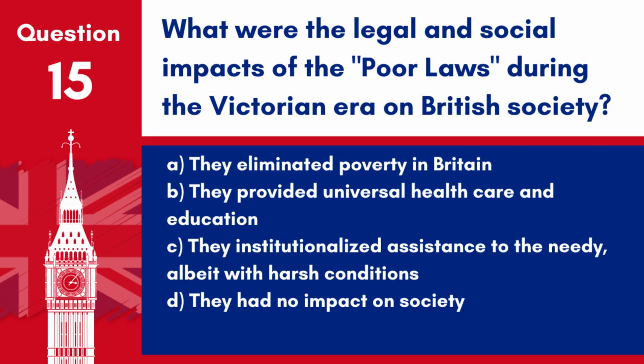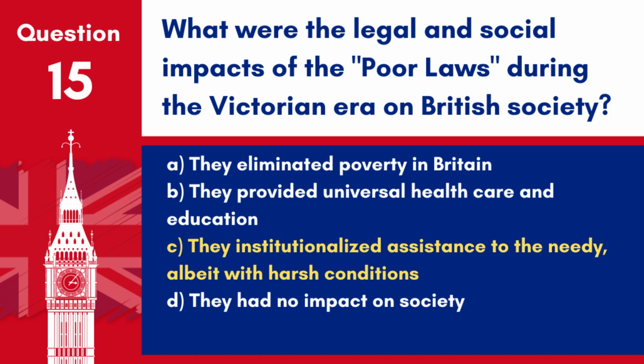Question 15. What were the legal and social impacts of the Poor Laws during the Victorian era on British society? A. They eliminated poverty in Britain. B. They provided universal health care and education. C. They institutionalized assistance to the needy, albeit with harsh conditions. D. They had no impact on society.